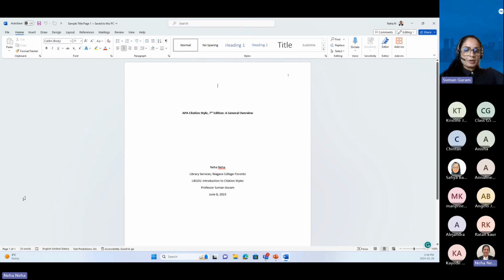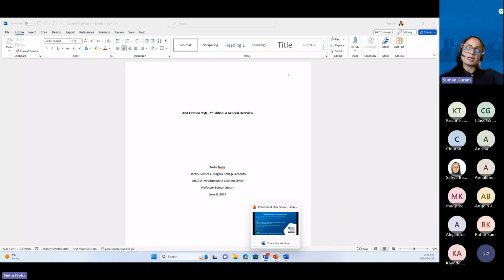So this is just an example of a title page done in APA style. You can see here there is a page number in the top right. We have our title here. There is a space between the title and the author. And then we have some information here about the course, the instructor, and everything is double spaced as well.